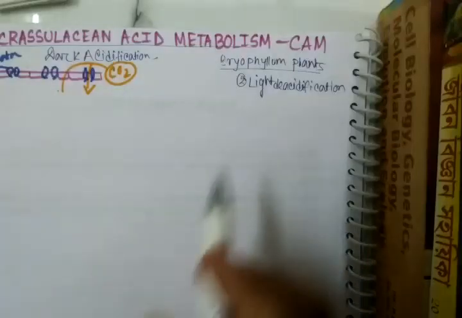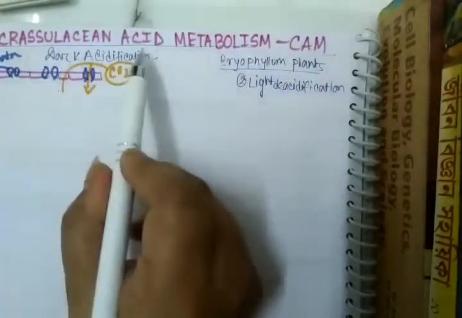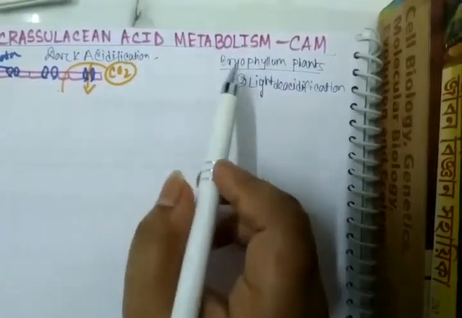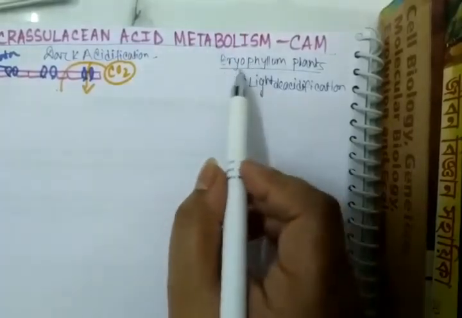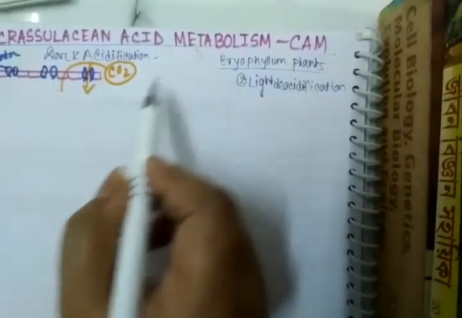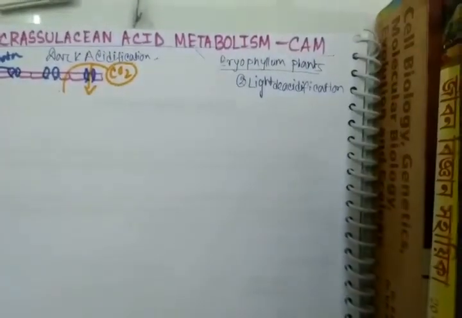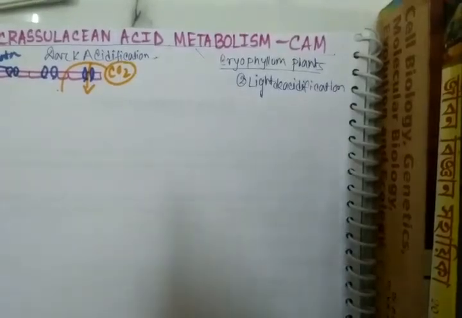Let us know about the process of CAM mechanism, that is crassulacean acid metabolism, and it occurs in the Bryophyllum plants. And this process will be divided into two phases. One phase is dark acidification and another phase is light deacidification.